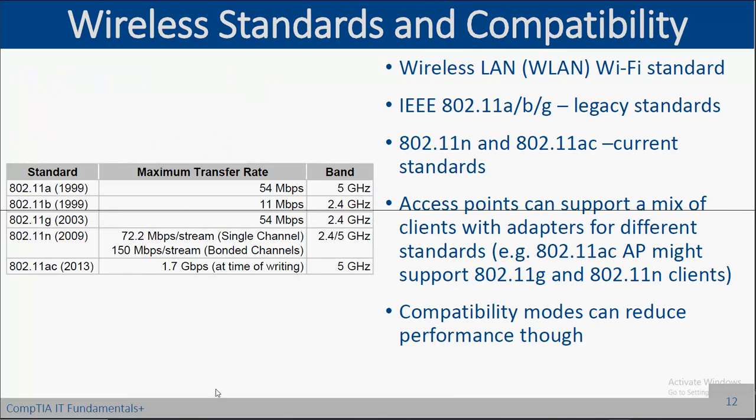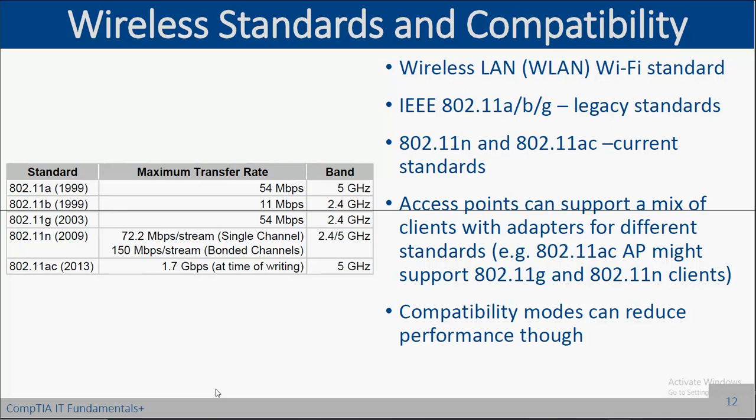Now, when it comes to wireless standards and compatibility, the latest standard, and the one that you want to use, is 802.11ac. It is the fastest, and it has more security features. So basically, it's a wireless LAN Wi-Fi standard, referred to as the IEEE 802.11 technology. It's basically Wi-Fi. And then you have 11a, b, g, n. Those are old technologies. The newer one again is 802.11ac.